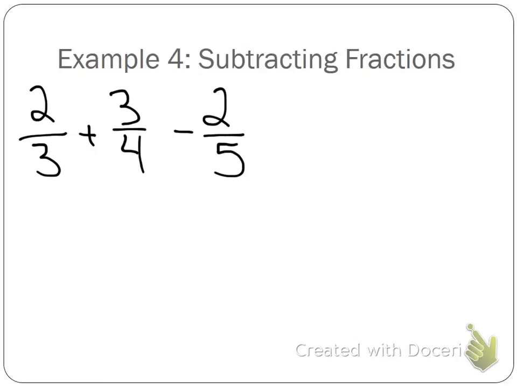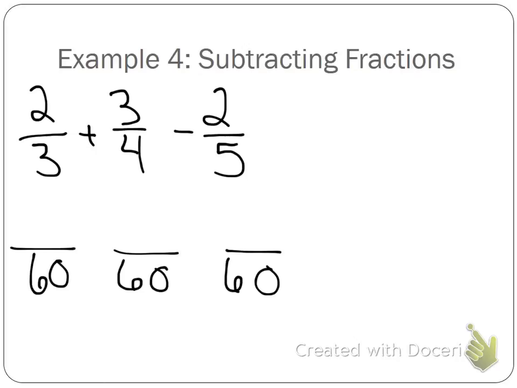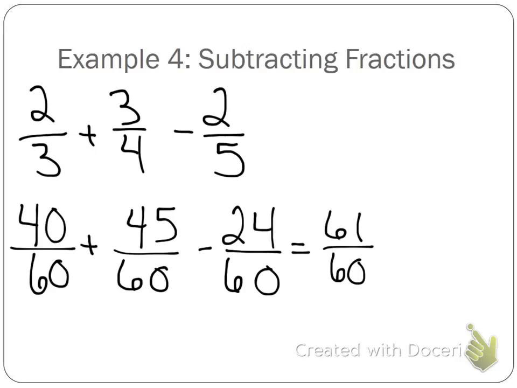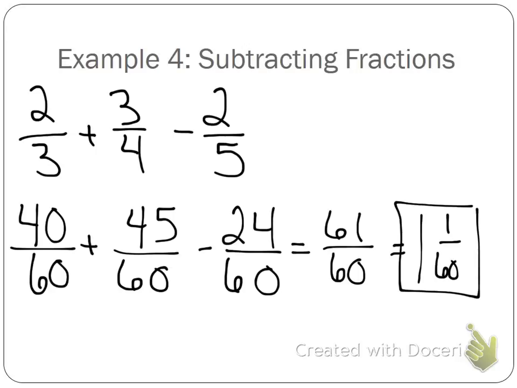What's your LCD? 60. Now 3 times 20 is 60, so multiply top by 20. And we just keep going all the way across. We simplify, and we get 1 1/60. Who got that right? Raise your hand. If you got it wrong, do you see where you went wrong? Any questions, guys?